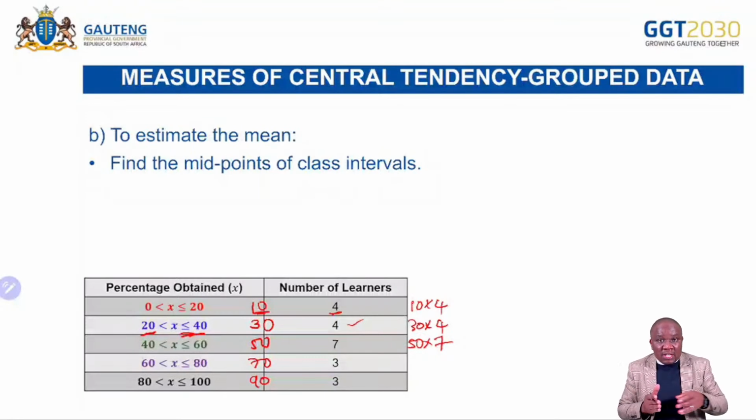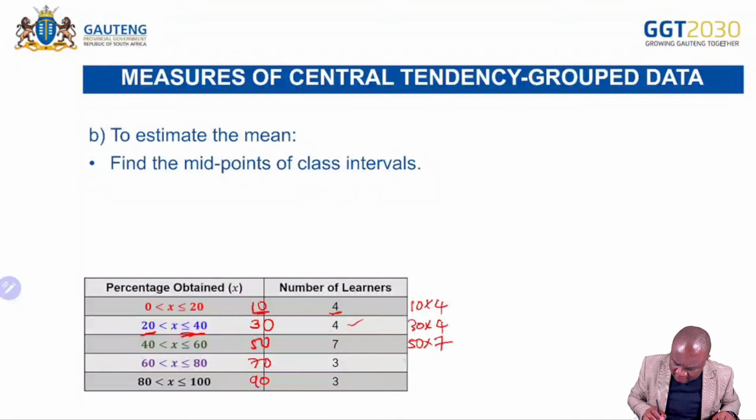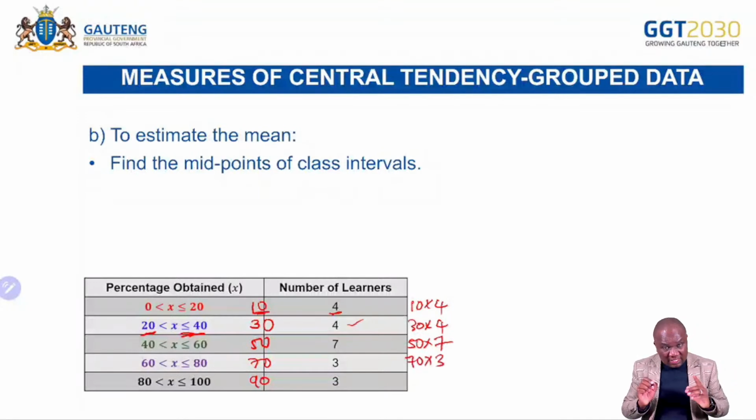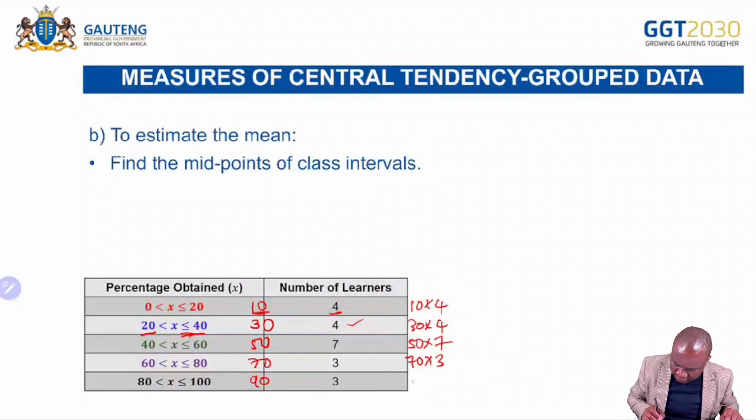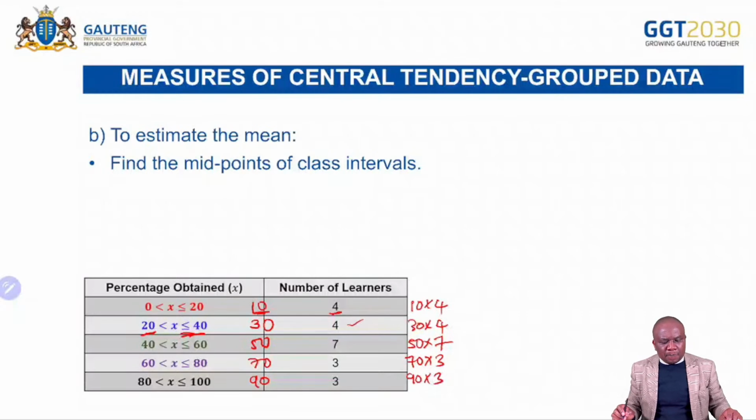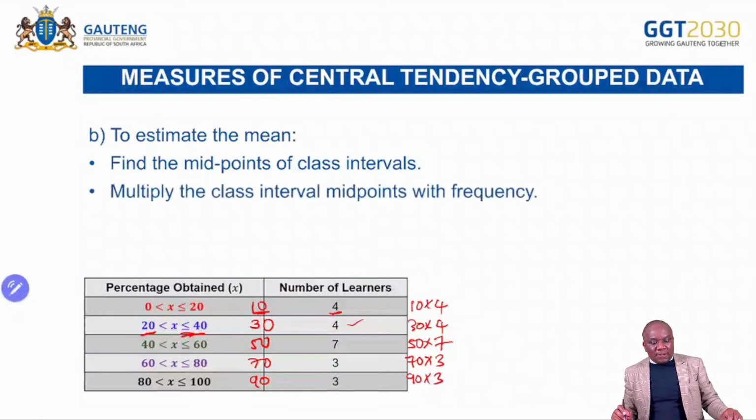Midpoint times frequency. So we're going to introduce the column for the midpoint and then the column for the frequency, sorry, the column for the product of the midpoint and the frequency. And then 70, there are 3 of them, 70 times 3. Don't write here, I'm just explaining. I'll give you a nice table to use. 90 times 3, like that. Okay, so that's what we have to do.